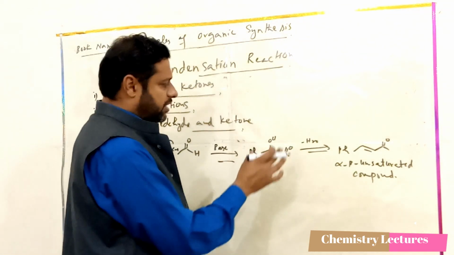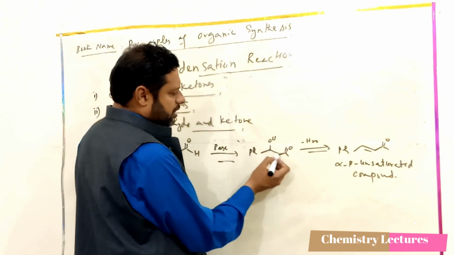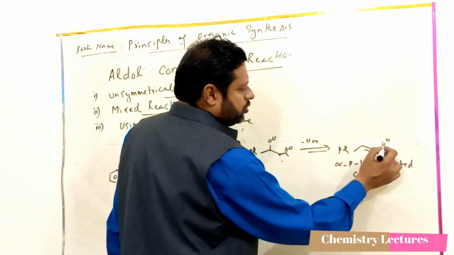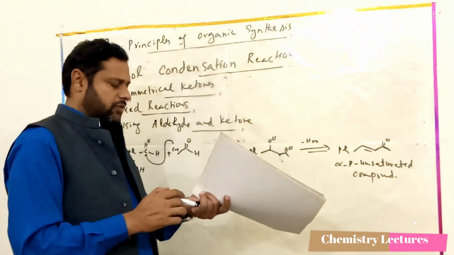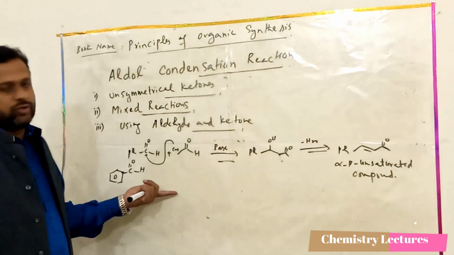So we know that at the end of the condensation reaction, in the basic conditions, hydroxyl from here and hydrogen from here is removed and a double bond is formed. So the condensation product is formed in the form of alpha beta unsaturated compounds. So this product is useful.